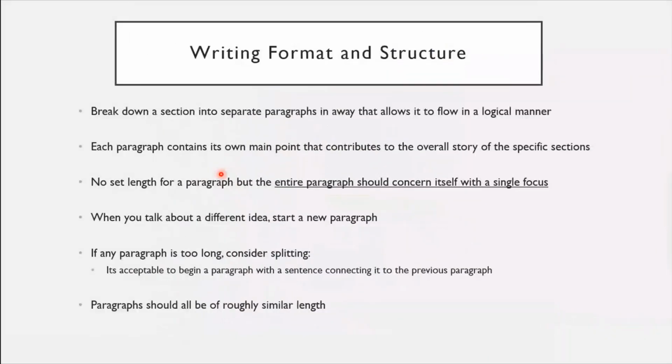Okay, so now we talked about the structure of scientific papers. Now let's focus on writing format and writing tips. One of the main tips that you should always keep in mind is that you should break down a section into separate paragraphs. Some people will tell you that the length of a paragraph is a specific length, for example, 350 words, but I don't think this is always the case.